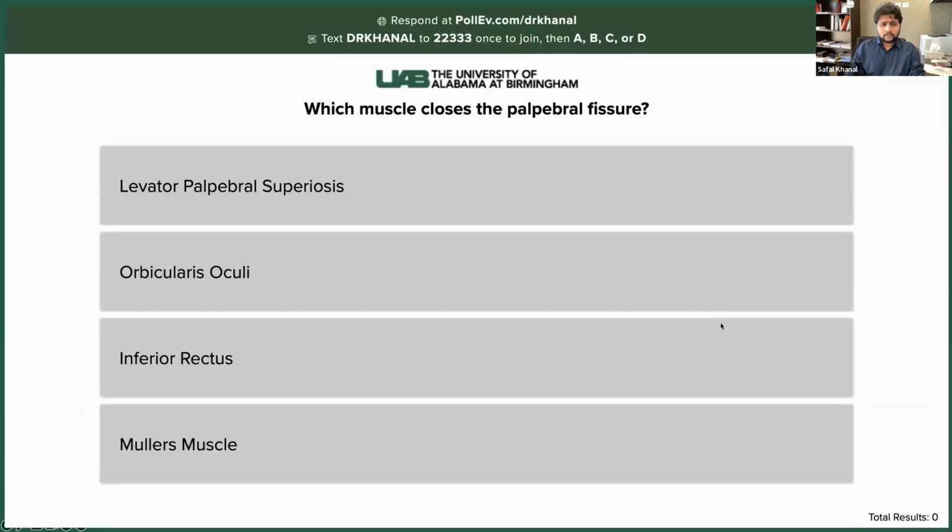Another poll question for you here: which muscle closes the palpebral fissure? A, levator superioris; B, orbicularis oculi; C, inferior rectus; and D, Muller's muscle. You can respond to this poll again by clicking the link in the chat box. You have 5 more seconds, and then we'll get to the answer.